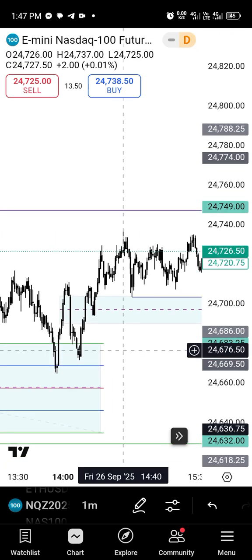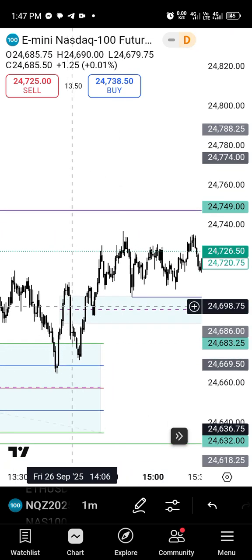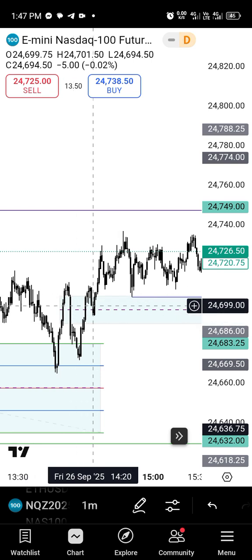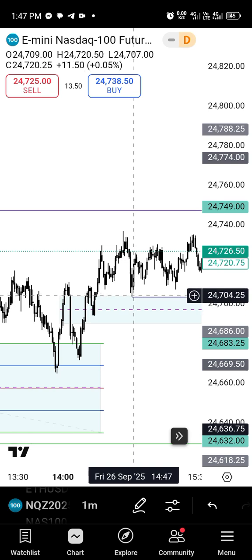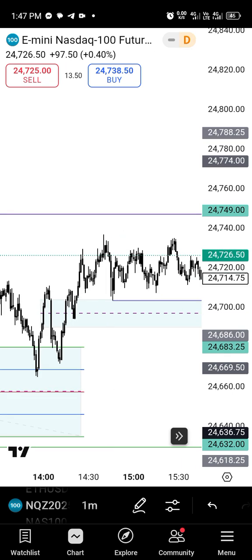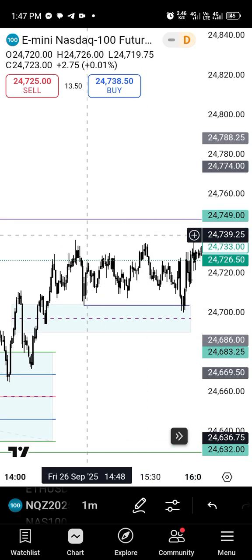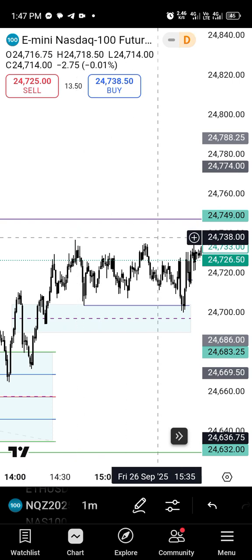Then you can see this inverse. I annotated this inverse fair value gap. You can see price reacting off of it. Price went up, came here, tapped it a little bit, went up. You can see how it did not take that high and unfinished business.